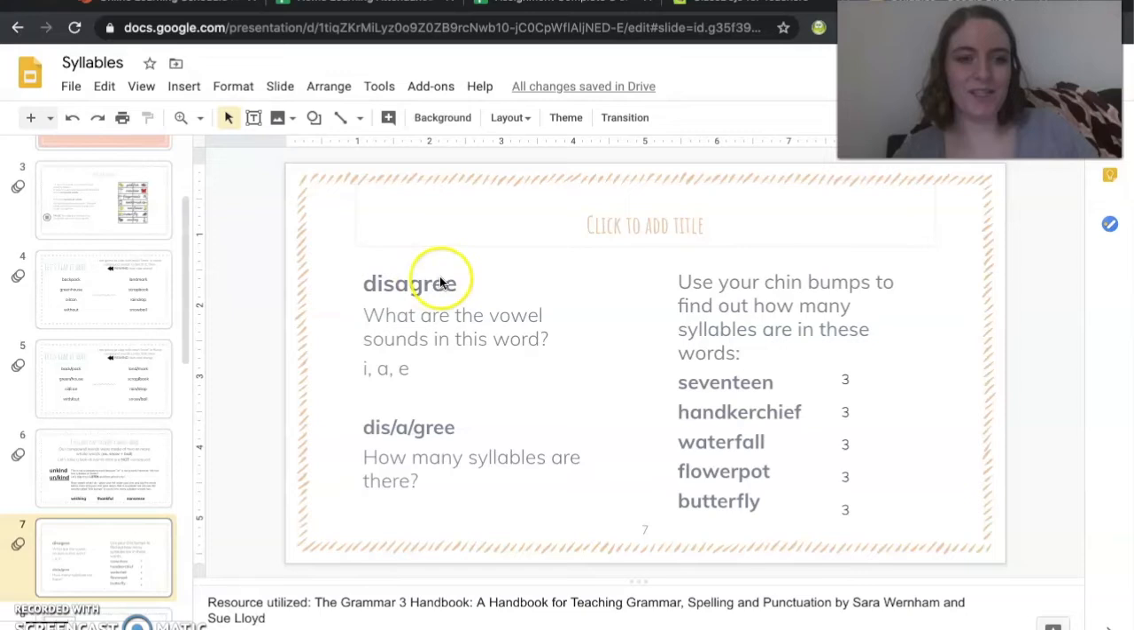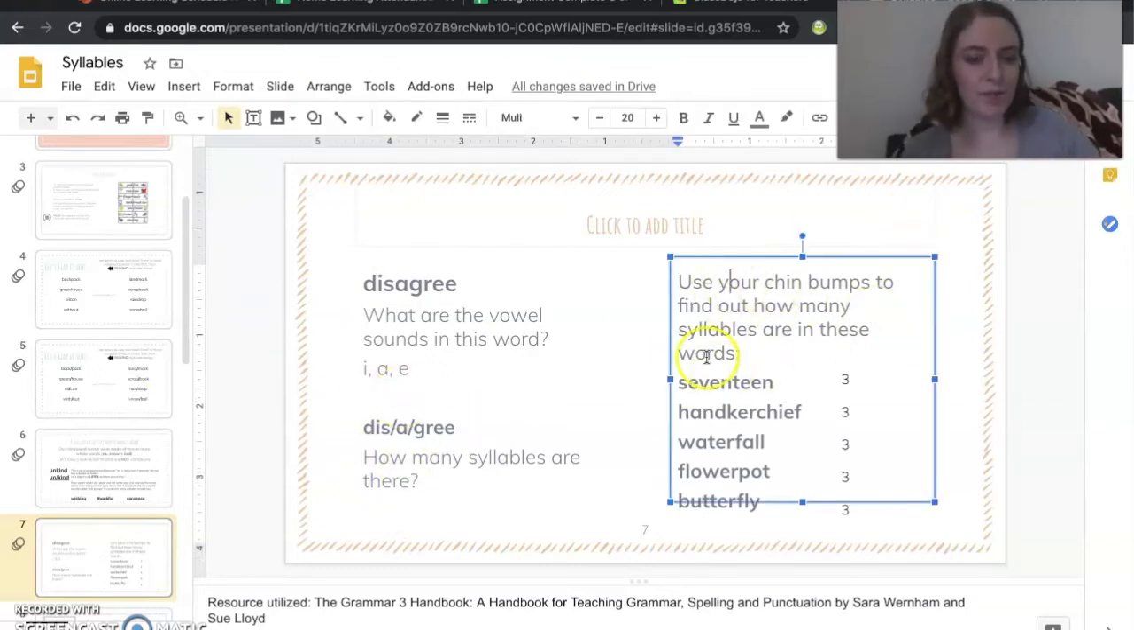So here's an example, disagree, okay? So disagree has three vowel sounds in it, and what you'll notice is that each vowel sound has its own beat. So watch me read disagree. Disagree. Three of them, okay? The I is in the di. The A is in the second beat, and the E's are in that last beat, okay? There are three syllables there. This is how you can split it up.